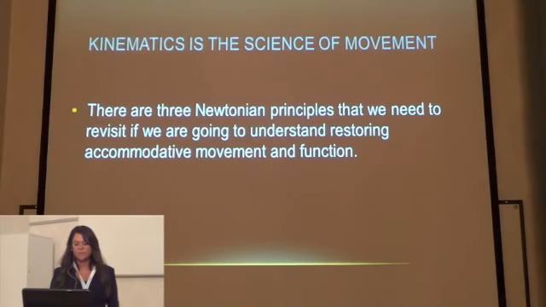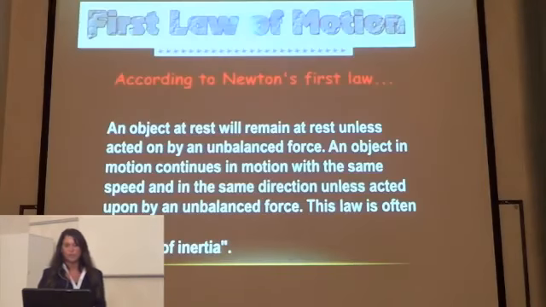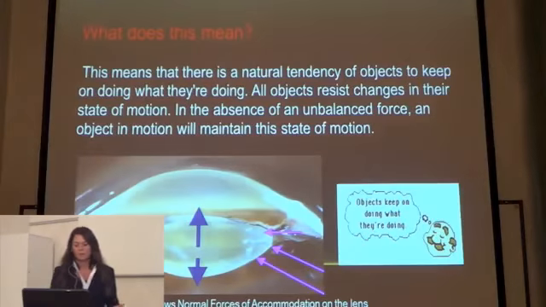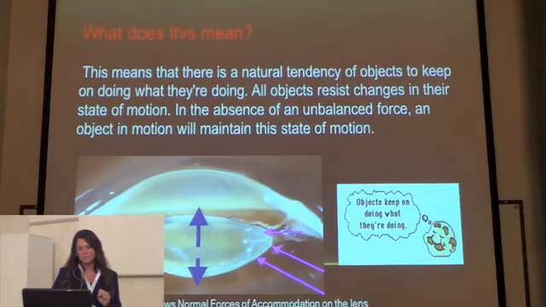Kinematics, which is the science of movement, is based on Newton. There are just 3 simple Newtonian principles that we need to revisit if we're going to understand restoring accommodative movement and function. So before I show you the exciting other animations, we're just going to go through a few laws. The first law: an object remains at rest until it's acted on by an unbalanced force. The law of inertia. What does this mean? There's a natural tendency for objects to keep doing what they're doing. All objects resist changes in their state of motion, and in the absence of an unbalanced force, it will remain in its state of motion.